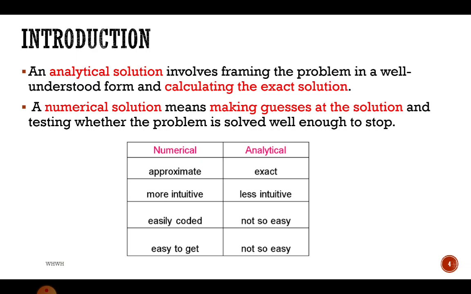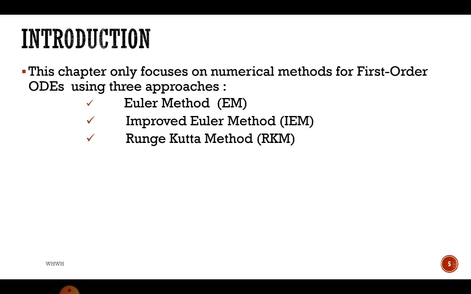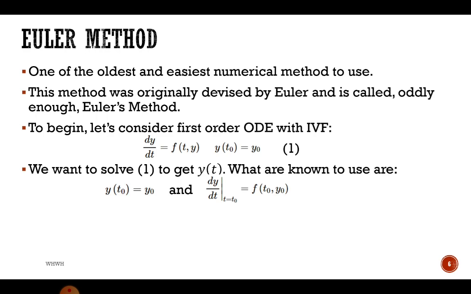So you can see the difference between the numerical and analytical approaches here. Basically, the analytical one is actually better. The worst case is if we cannot solve it, then you may use the numerical method. So these are the three methods. We are going to start with the first method, the Euler method. The Euler method was introduced by a mathematician named Euler, so that's why we take his name and it becomes the Euler method.